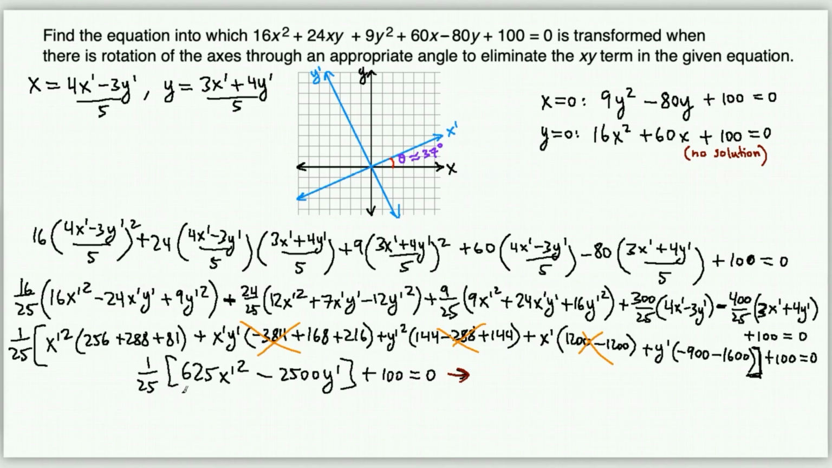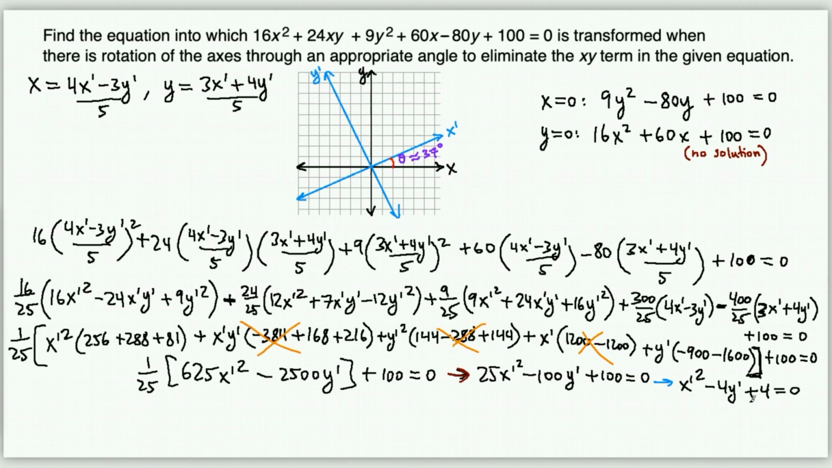625 divided by 25 is 25, right? So we get this 25 x prime squared. And 2500 divided by 25 is precisely 100, so minus 100 y prime plus 100 is equal to 0. So now, if you divide both sides by 25, you should get further the answer, right? All of these numbers are divisible by 25. You get x prime squared minus 4y prime plus 4 is equal to 0.